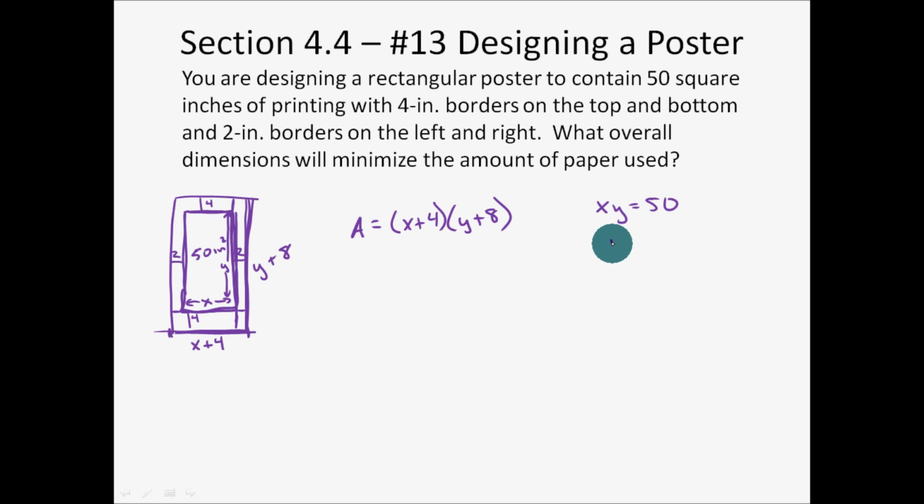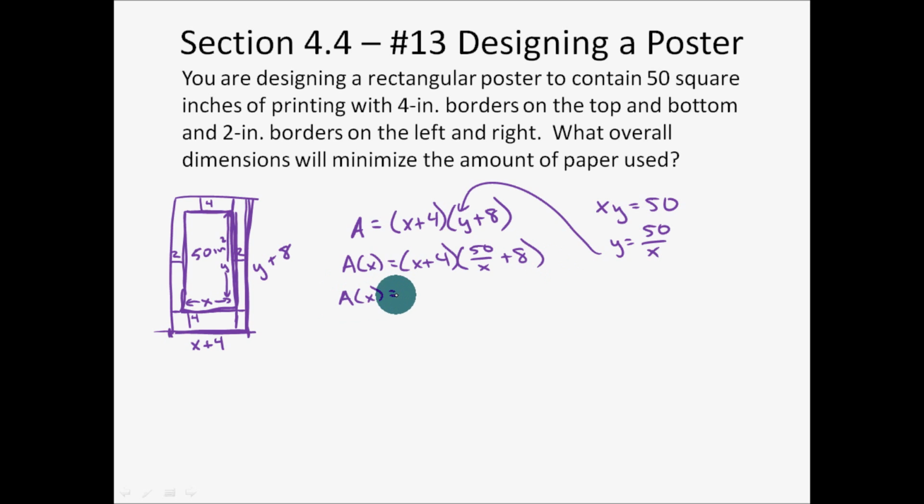So what we're going to do now is a little substitution. We're going to say y equals 50 divided by x, and then we're going to plug it in. So area now is a function just of x, and it's going to be x plus 4 times 50 over x plus 8. Now I'm going to multiply this out a little bit. That way it'll be easier to take a derivative, and I won't have to do the product rule.